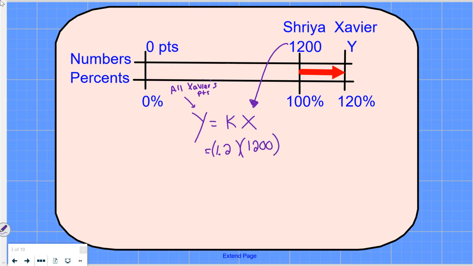I'm substituting the value for all of Shreya's points and 120%. And for the simple equation, you will find that Xavier has 1,440 points. Now, there's another way to look at this problem. So let's look at the next problem.